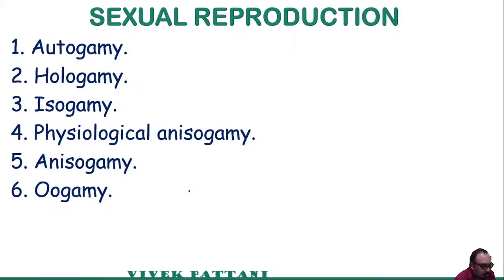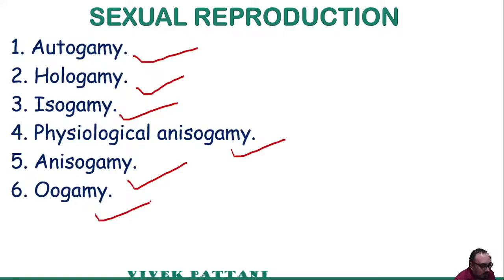Next comes sexual reproduction. Types are given here: autogamy, hologamy, isogamy, physiological anisogamy, anisogamy, and the last one is oogamy. So this occurs with the production of different gamete cells.